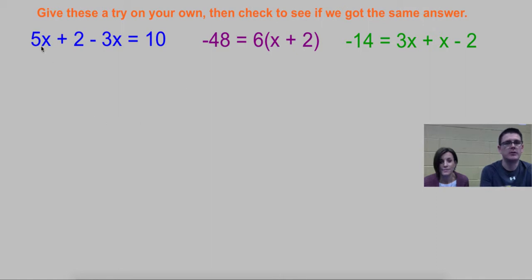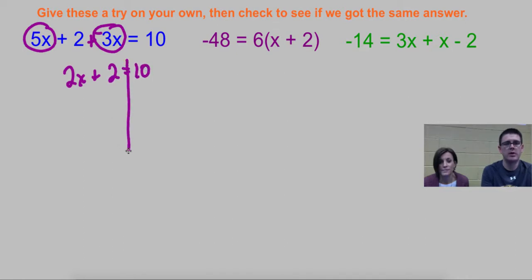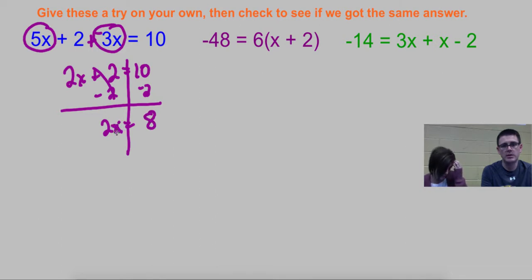All right, first one, 5x plus 2 minus 3x equals 10. I need to combine some like terms. I don't like subtraction in front of my variables, so I'm going to change it to adding the opposite. 5x and negative 3x is 2x plus 2 equals 10. So I'm ready to go ahead and solve. Subtract 2 to undo the addition. 2x is equal to 8. Then I'm going to divide by 2.